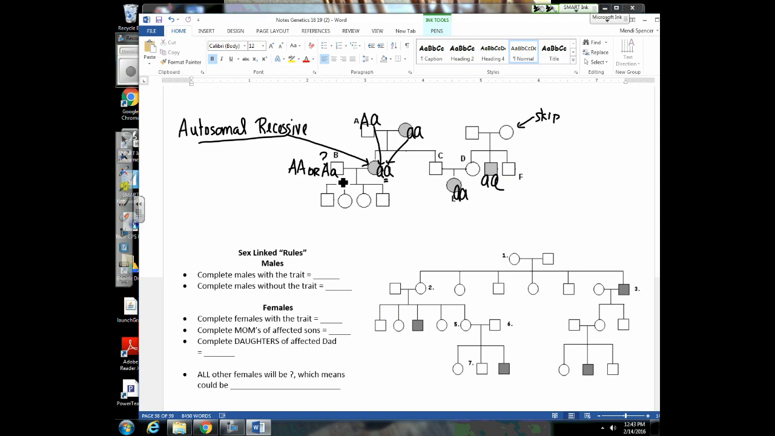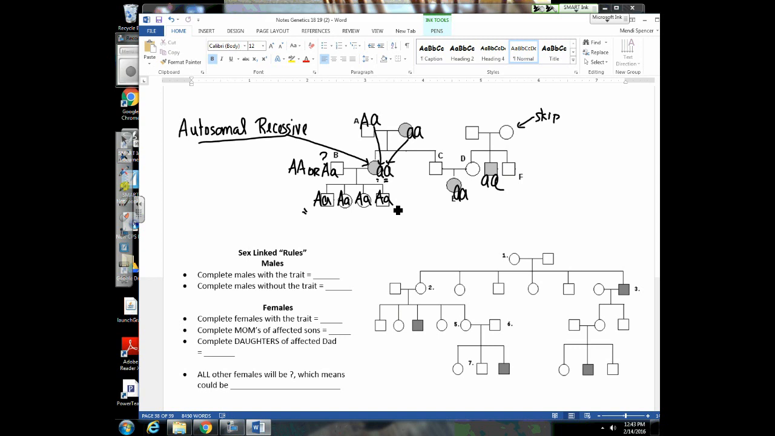But he could have a 5th child, and if that 5th child is little a, then we would know for sure what B is. But with the information that we have right now, we can't determine, so he's a question mark. Now we do know all the kids, because mom can only pass on a little a. So all the kids would be heterozygous for this trait.